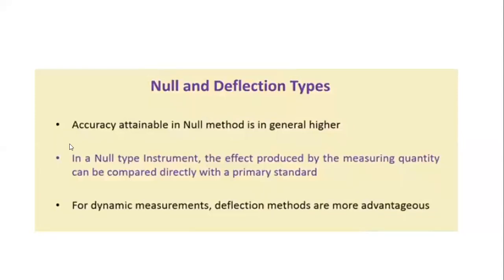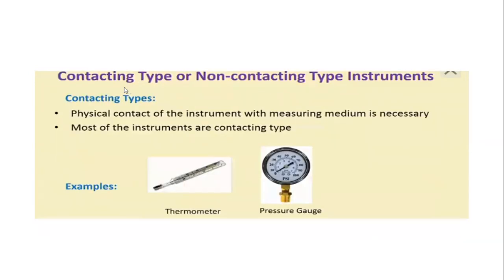The main advantage is higher accuracy. In a null type instrument, the effect produced by the measuring quantity can be compared directly with a primary standard. Some quantities we cannot measure by calibrating with another primary standard. So in dynamic measurement, the deflection methods are more advantageous. Okay. So next one is contacting type or non-contacting type.